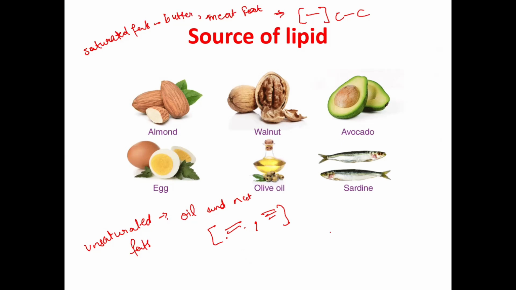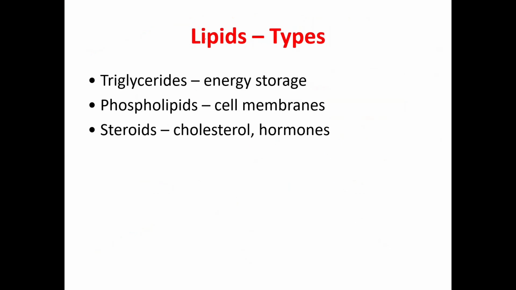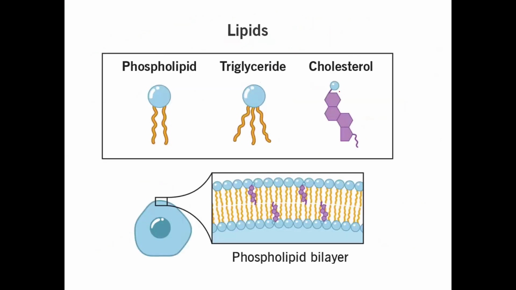Right. The next category of lipid is phospholipids. Basically, phospholipids make the cell membrane, or plasma membrane. Types of lipids: triglycerides for energy storage, phospholipids, and steroids such as cholesterol and hormones. So lipids are categorized into phospholipids, triglycerides, which have three tails, and phospholipids, which have two tails.